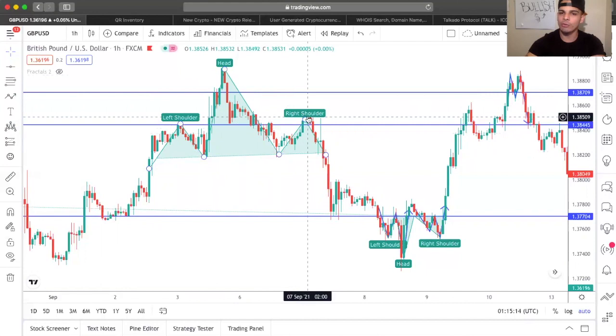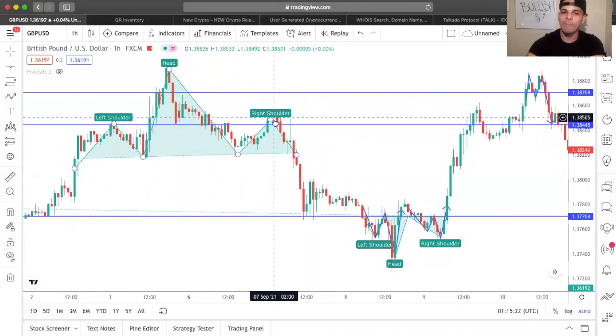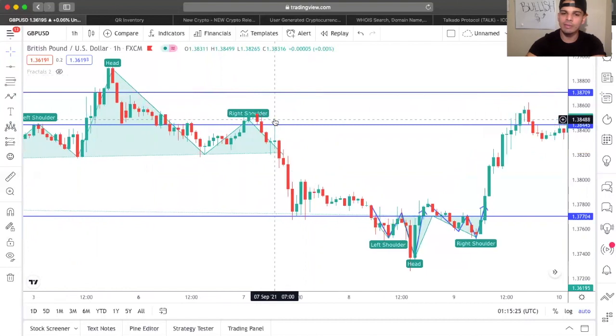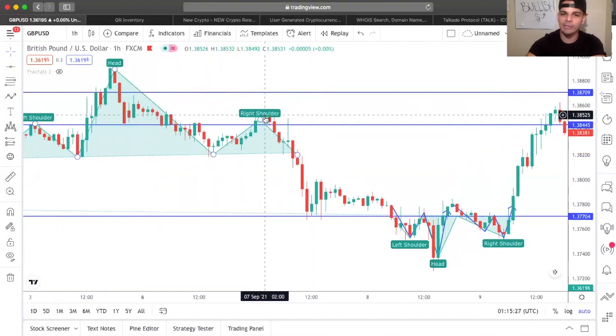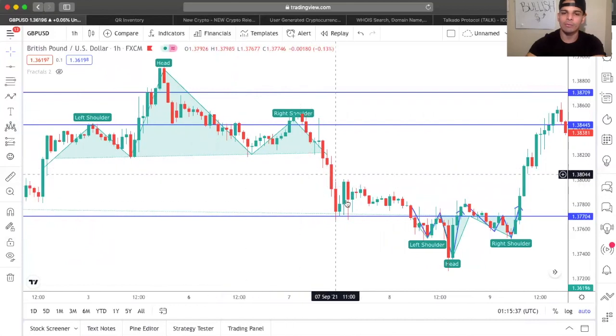When the right shoulder forms, you could either get in right here, or you could wait to see more confirmation. For example, you could wait for it to form the candle patterns that we like. And as you can see, it did. It gave us a small bull candle here, and then a bearish engulfing right there, and it dropped right away. Dropped right away, right?